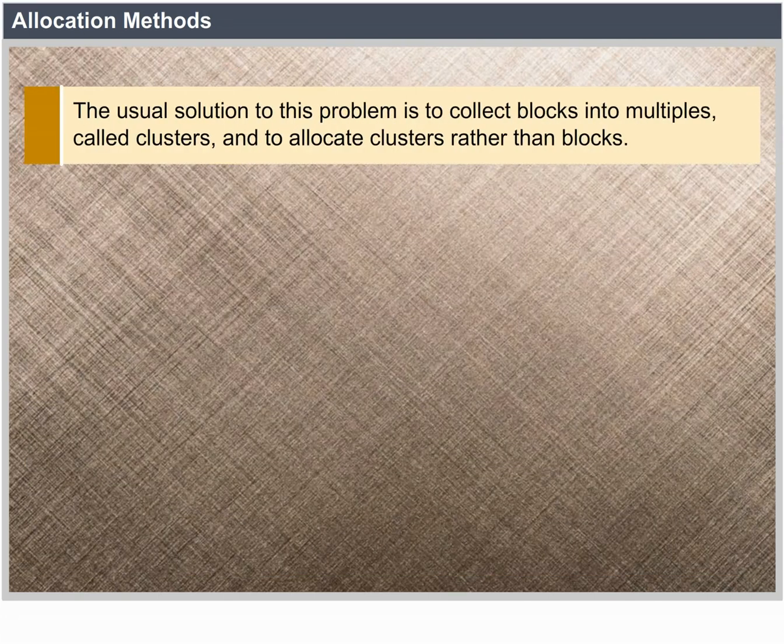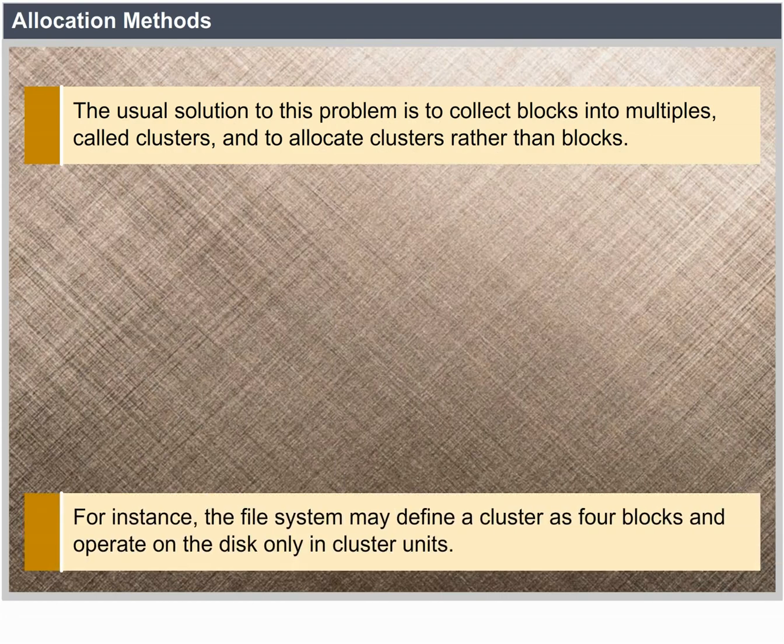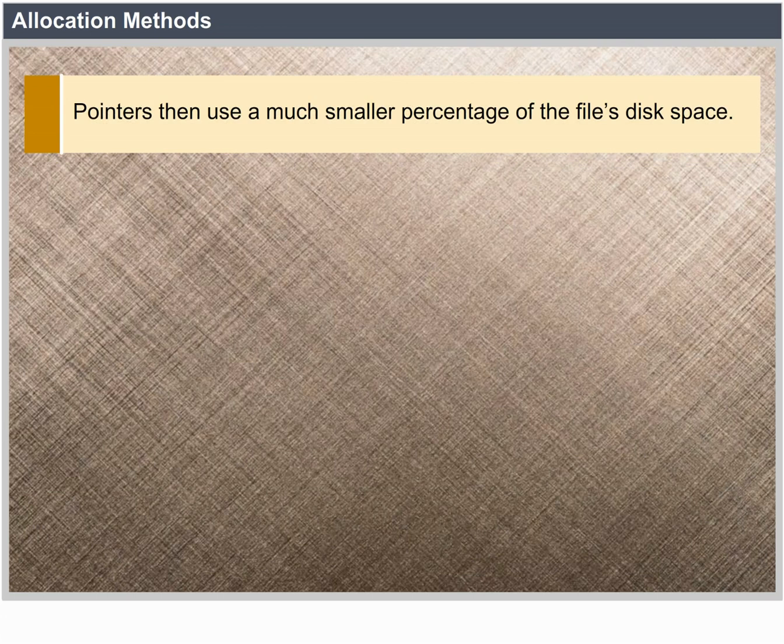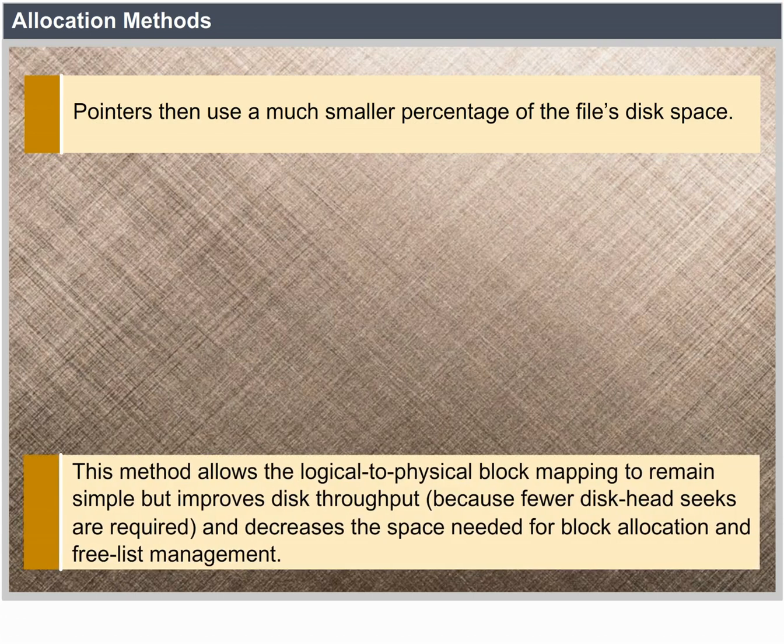The usual solution to this problem is to collect blocks into multiples called clusters and to allocate clusters rather than blocks. For instance, the file system may define a cluster as 4 blocks and operate on the disk only in cluster units. Pointers then use a much smaller percentage of the file's disk space. This method allows the logical-to-physical block mapping to remain simple but improves disk throughput because fewer disk-head seeks are required, and decreases the space needed for block allocation and free-list management.